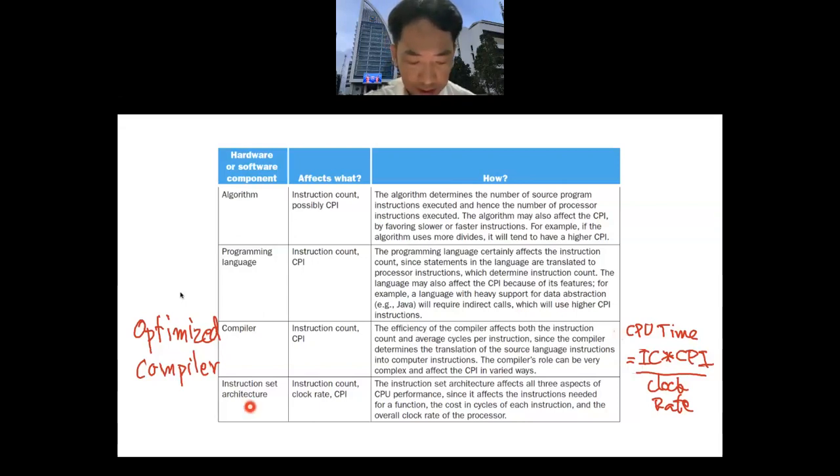And how about the instruction set architecture? If you use a better instruction set architecture, it can affect the clock rate, it can affect the CPI, and definitely the instruction count. You may use less instruction count, you may use a higher clock rate, and you can have a better CPI. We are going to discuss all of this in the next chapter.